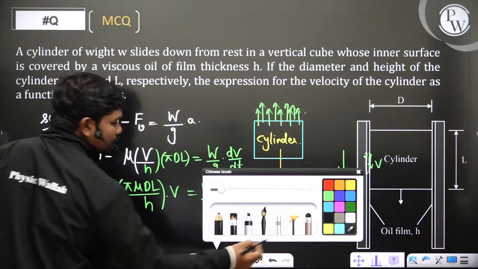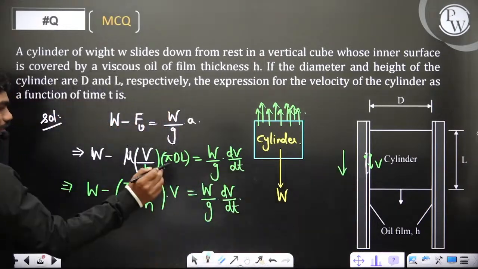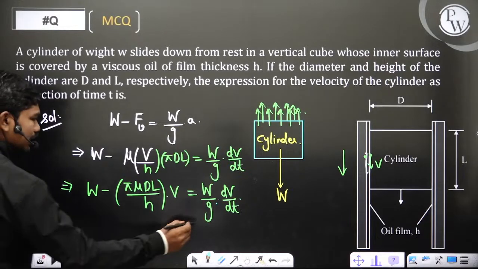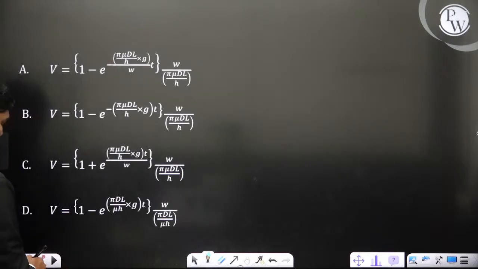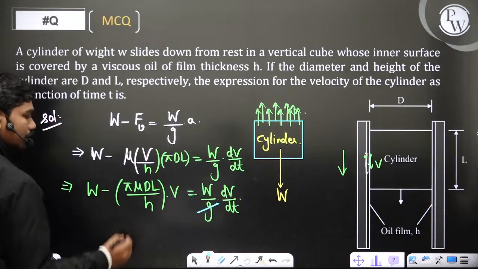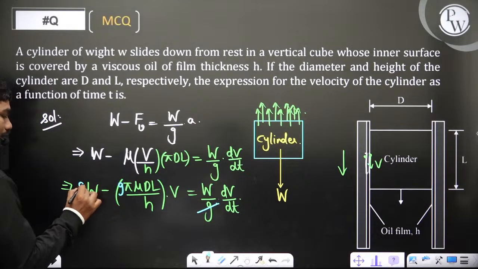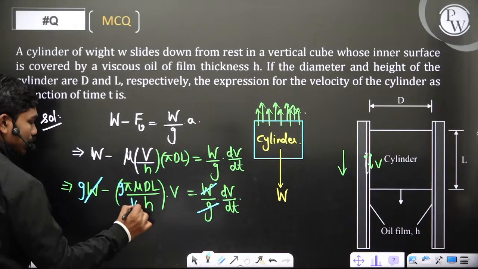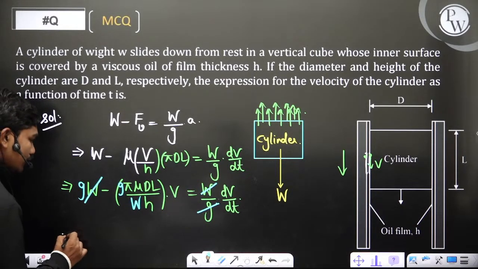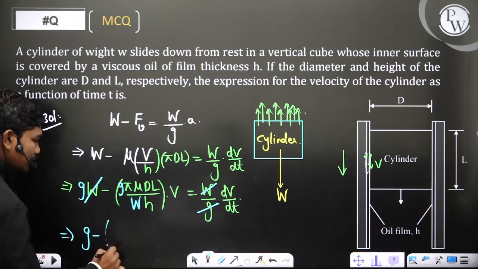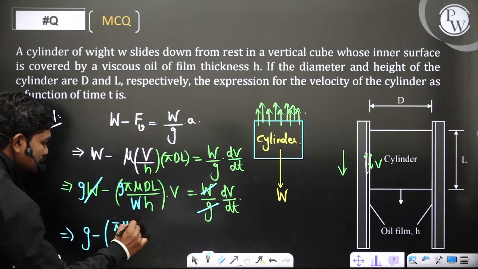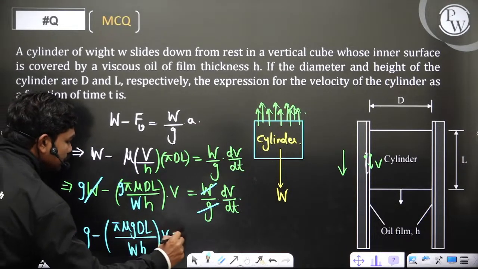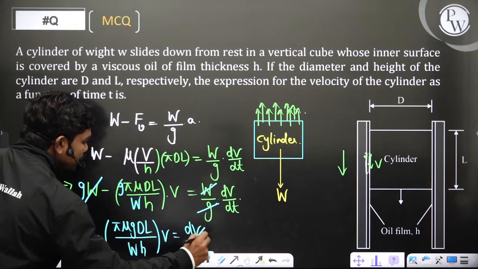Now you can clearly see, if you divide this, we have a g here and we also have a g here. And W, if you divide, this W gets eliminated and you have a W here. That's it. So this implies the equation is g minus pi mu g dl by W h times v is equal to dv by dt, obviously.